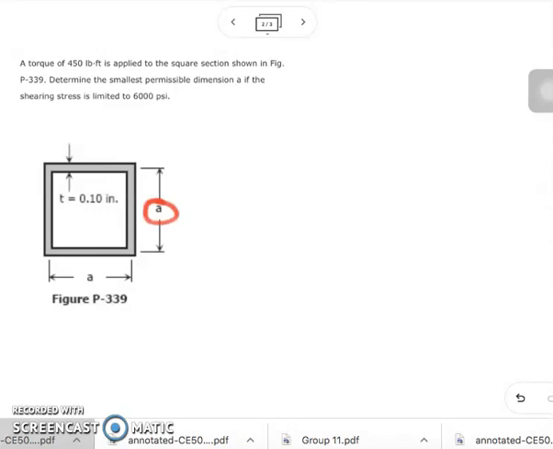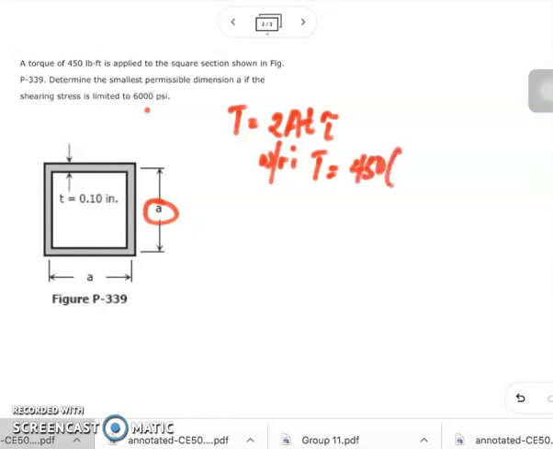So for our solution, of course, T is equal to 2 times the area times the thickness times tau. We have to take note that T here is 450 pound-feet. Since we are given the shearing stress, which is in pounds per square inch, our torque will be converted. So 450, convert this to inches, so times 12, so that we can have a unit of pound-inches. Our area here will be equal to a squared. And of course, our allowable shearing stress is 6,000 psi.